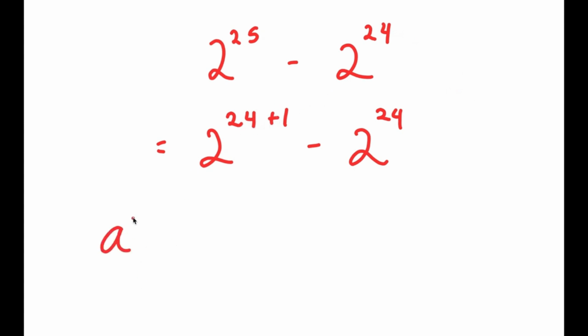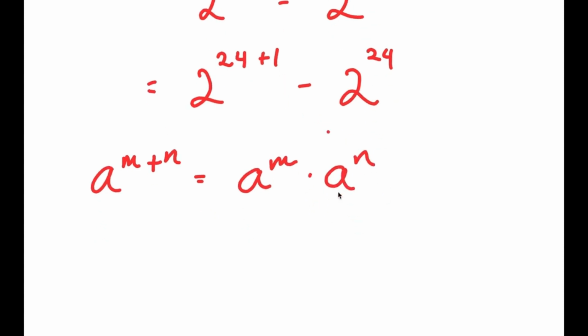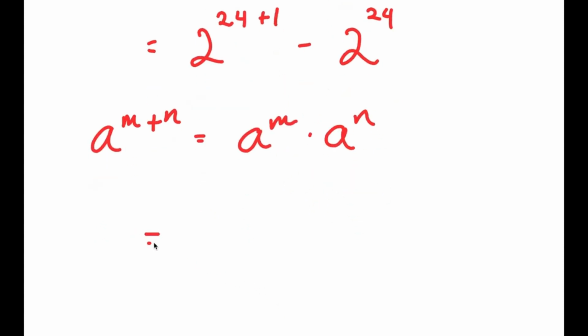So now I can use the property a to the power of m plus n is equal to a to the power of m times a to the power of n. So now 2 to the power of 24 plus 1 turns into 2 to the power of 24 times 2 to the power of 1. And I still have this minus 2 to the power of 24.